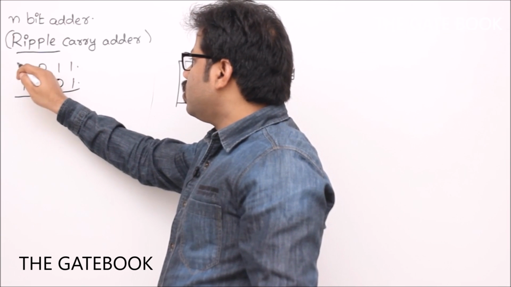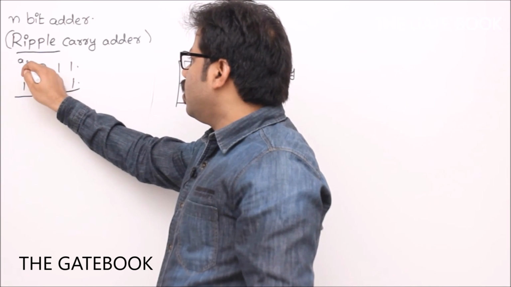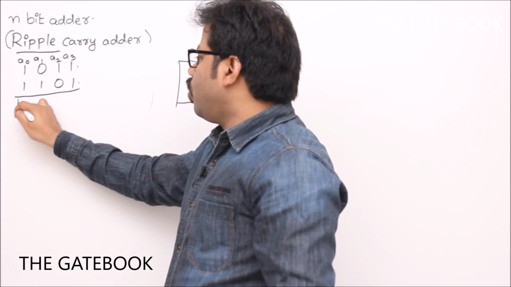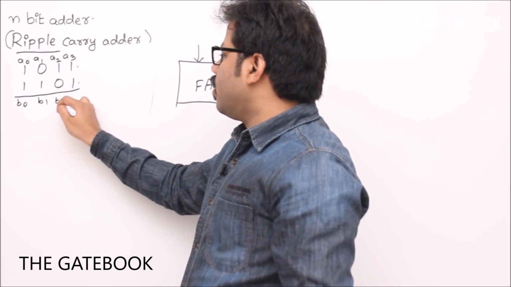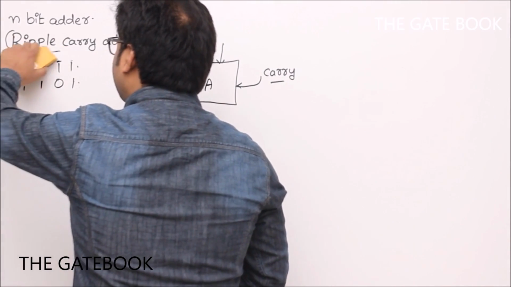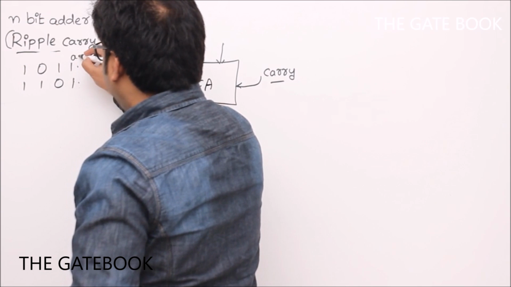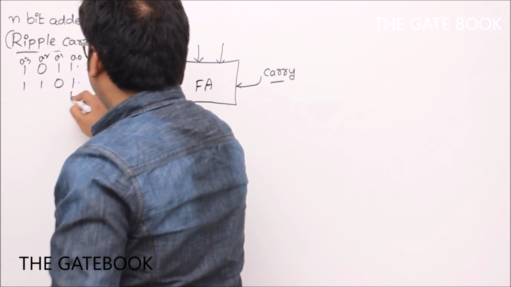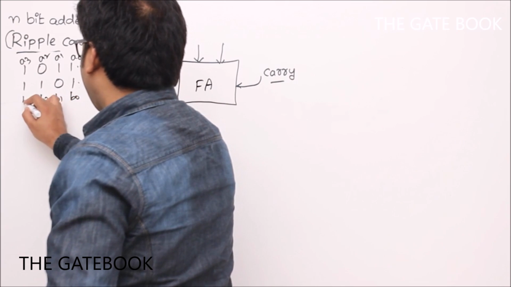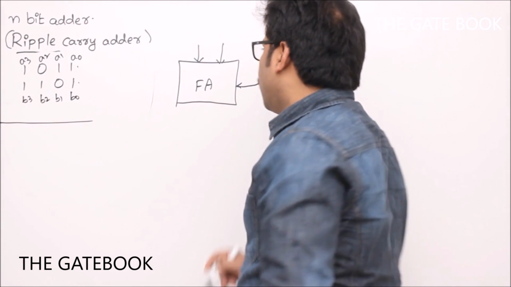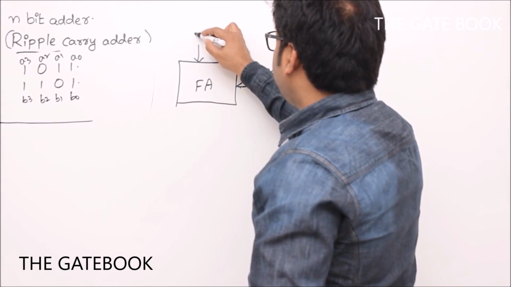So let me use numbering like this: a0, a1, a2, a3, and these 4 bits are b0, b1, b2, b3. Add them. Start adding them. First you want to add a0, b0, correct? Give that a0, b0 here.